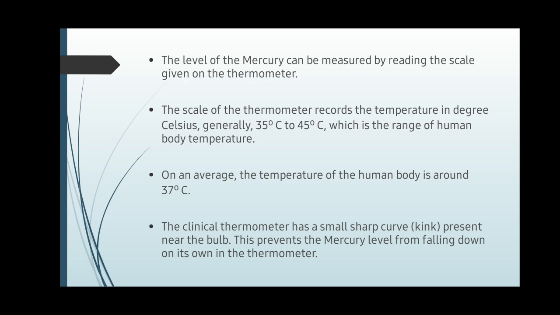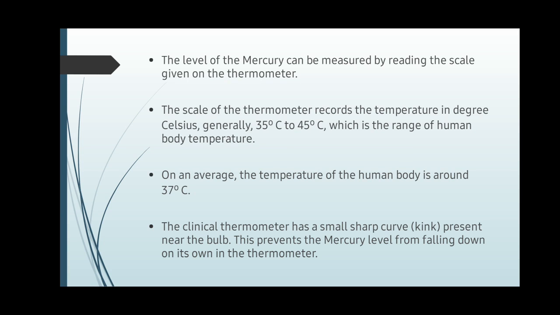The level of the mercury can be measured by reading the scale given on the thermometer. The scale of the thermometer records the temperature in degrees Celsius, generally 35 degrees Celsius to 45 degrees Celsius, which is the range of human body temperature. On an average, the temperature of the human body is around 37 degrees Celsius. It is an important point that you have to be aware of. An average human body temperature is around 37 degrees Celsius.